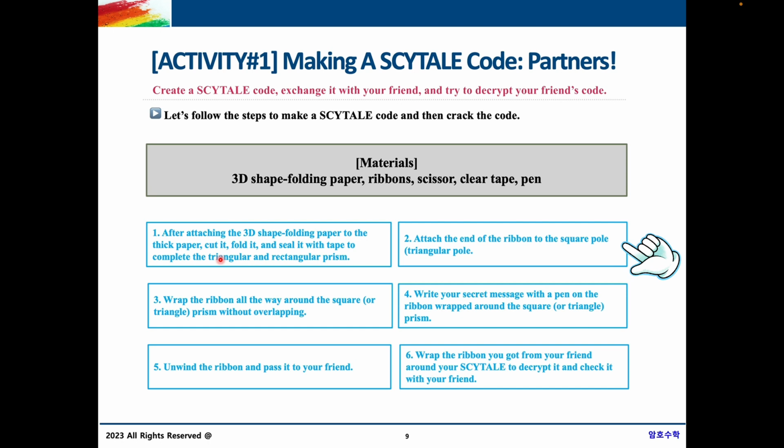Second step is to attach the end of the ribbon to the square pole or the triangular pole, depending on the shape of your ski tail. Then you're going to wrap the ribbon all the way around the square or triangular prism without overlapping the ribbons. Next, you're going to write your secret message with a pen on the ribbon wrapped around the prism. Next, unwind the ribbon, pass it to your friend. Then, to decrypt your friend's code, you're going to wrap the ribbon that you got from your friend around your own ski tail, and then you're going to check with your friend that you had the same message.